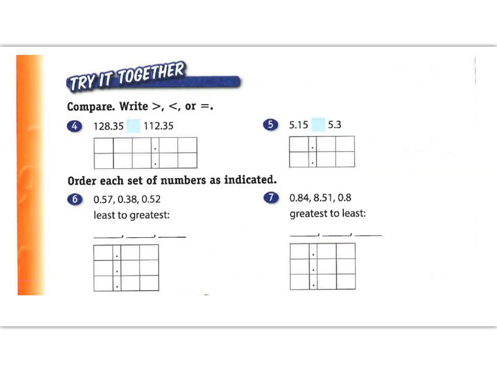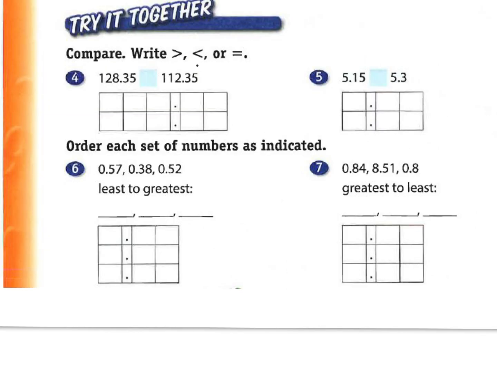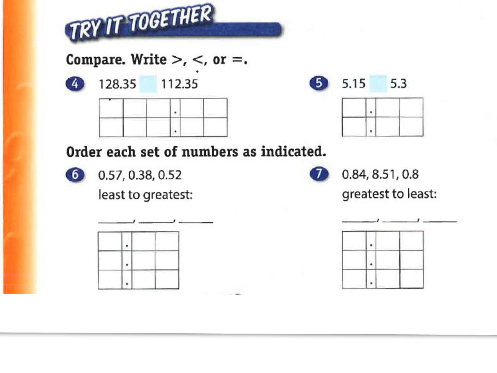Now we're going to compare. Again, we're going to write either greater than, less than, or equal to. So here we have number 4, 128 and 35 hundredths. The second number is 112 and 35 hundredths. Well, we can easily see in the whole numbers that 128 is greater than 112, so 128 and 35 hundredths is greater than 112 and 35 hundredths.